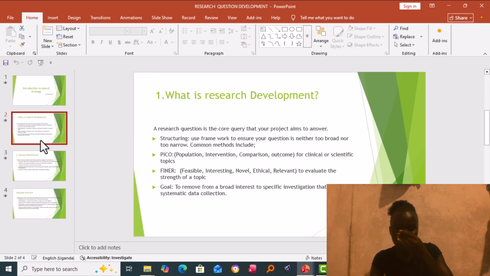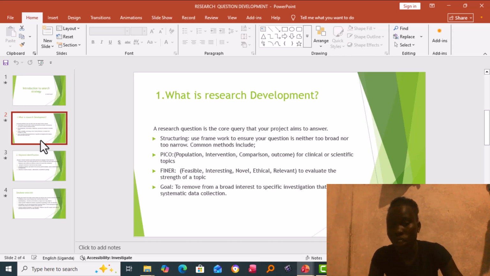So what is a research question? A research question is the core query that your project aims to answer. For example, you can be researching about something, but there are some questions you aim to have answered. So we start with the structuring.